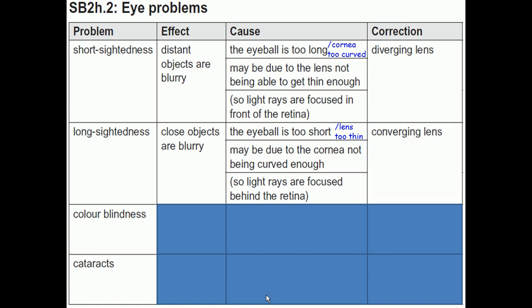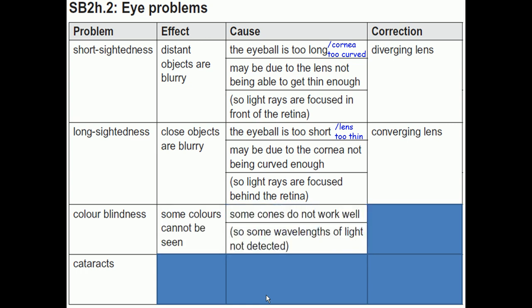Because it's focused behind the retina, there's not enough refraction, so you increase the amount of refraction by a converging lens. And then color blindness is where colors cannot be seen, and this is because you've got cones that do not work well. Unfortunately, color blindness cannot be corrected.